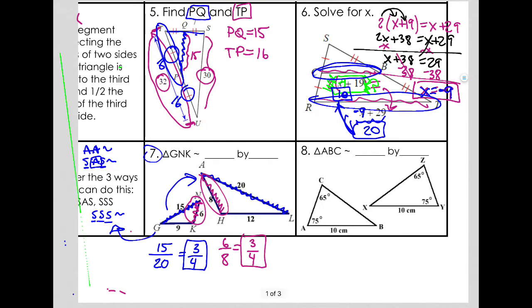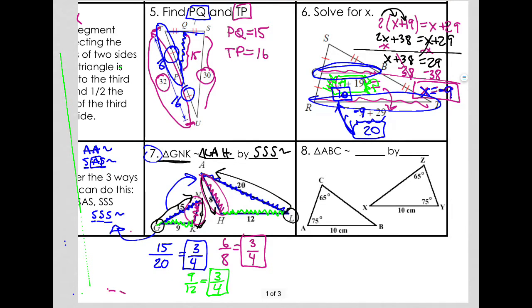And then we can't just assume because there's 2, then we have the third, so we're going to check those. So we have small to big, 9 over 12, which simplifies by dividing both by 3, so that's 3 over 4. So they all simplify to 3/4. Therefore, I do have side, side, side similarity. And now I just have to name it in the right order. So their order starts at G, goes up to N, and down to K. So I'm going to start at L, go up to A, and then go down to H. And I probably should put a triangle in front.